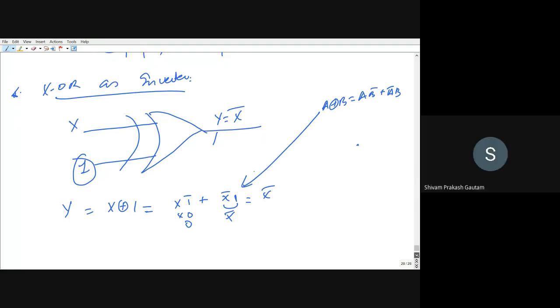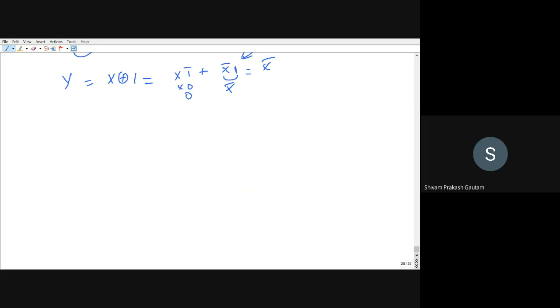Now we will see some properties of the XOR gate. Okay, I think it is time, so we will stop. So these properties, and there is the XNOR gate, one more gate will be there. So we will be covering it in our next class.